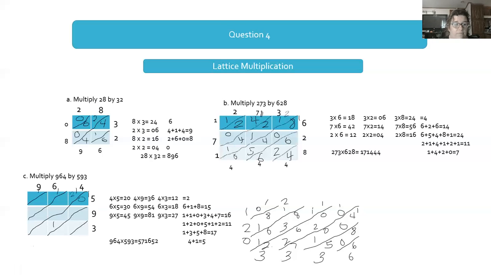Okay, here's our math. Okay, 5 times 4 is 20. 5 times 6 is 30. 5 times 9 is 45. Okay, 4 times 9 is 36. 9 times 6 is 54. 9 times 9 is 81.